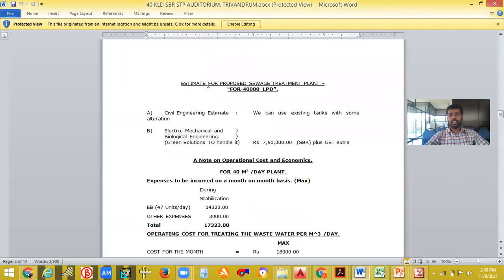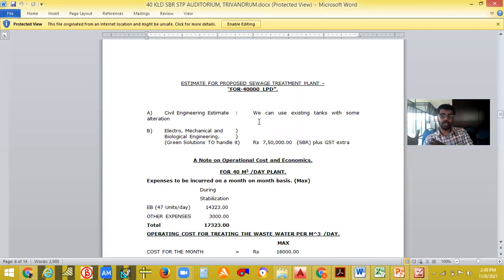Then they will be giving the estimate, how much amount. All these things they will be showing us. The civil work they won't be doing; the civil work will be done separately by other people. This amount is only for their equipment, pump and motor and all those things. For the civil engineering estimate, we can use existing tanks with some alteration. If you have some tanks there, they can use that tank. If there is no tank, they have to build a new tank.